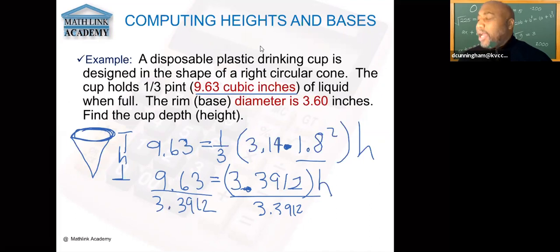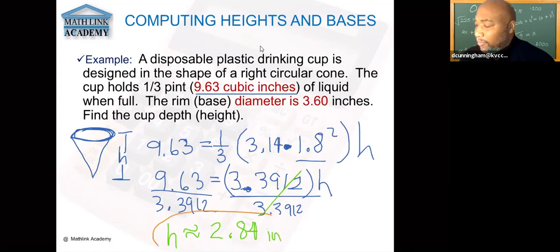Now, when we do that, let's put this in green so you can see it. This will cancel, and we'll get h by itself. I'm going to put h over here. So it'll be approximately, if you see that in green, around 2.84. And since we have to have the units, and it's just the height, it'll be just inches. That will be our answer, 2.84 inches for this particular problem.